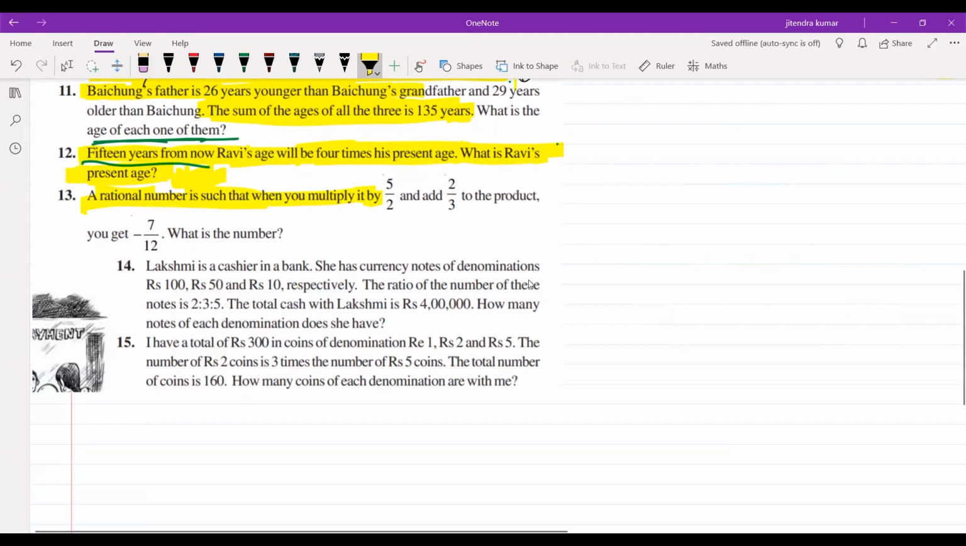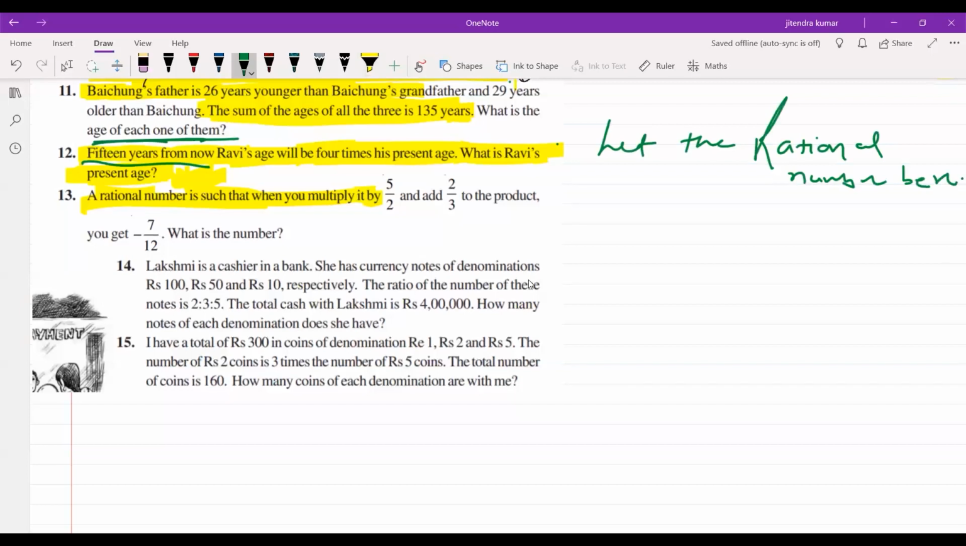Okay, so we have to find a rational number. So let's consider that number to be x. Let the rational number be x. So the rational number we have considered as x.